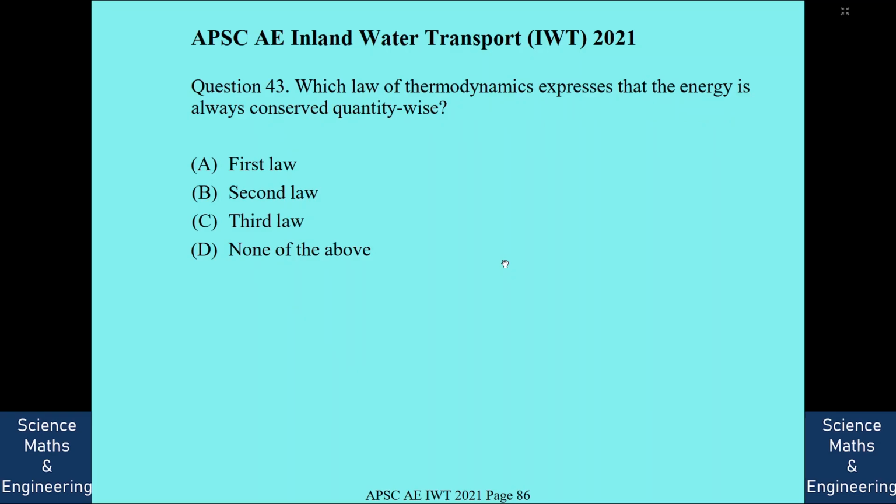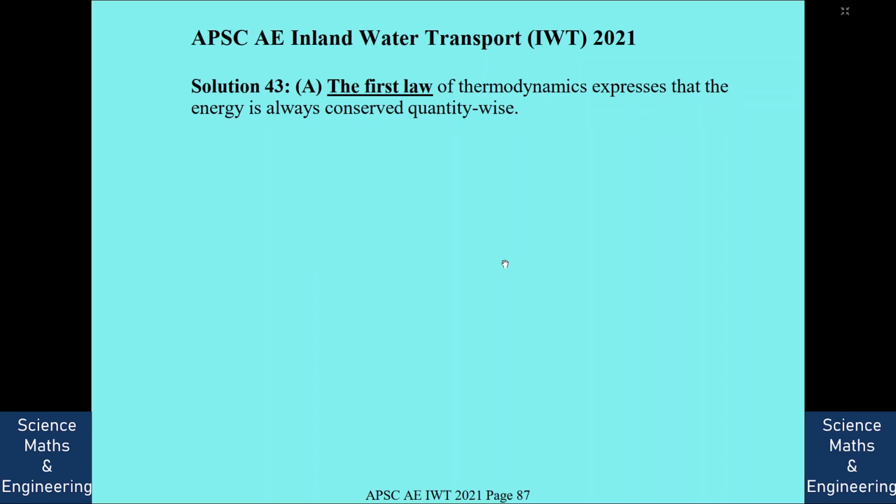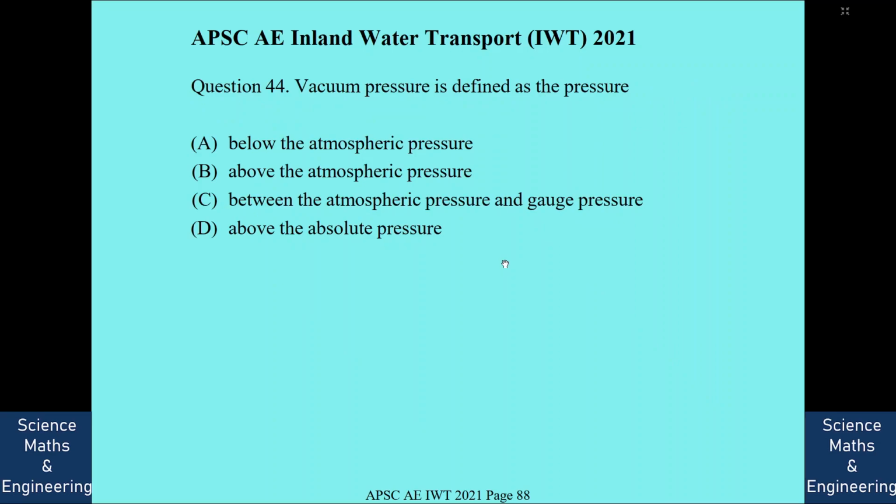Next. Which law of thermodynamics expresses that the energy is always conserved quantity wise? A, first law, B, second law, C, third law, or D, none of the above. So the answer is, it is the first law of thermodynamics, which expresses that the energy is always conserved quantity wise.